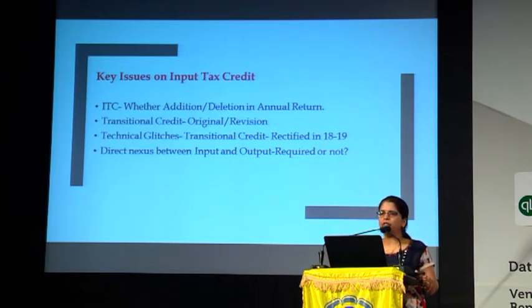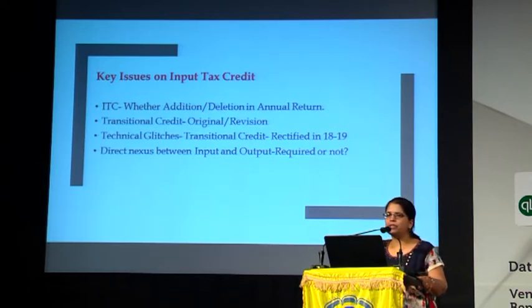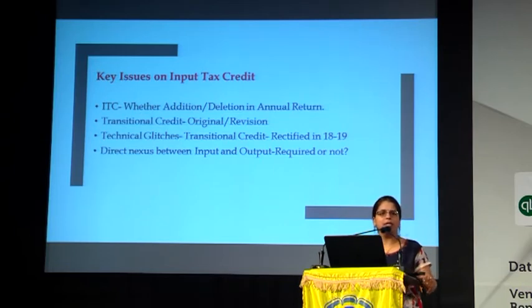For example, you are distributing the goods as samples. What does 17(5) say? Whenever you are distributing your inputs as samples, you are supposed to reverse your input tax credit. It is an ineligible input tax credit. So in that scenario, what are we supposed to do? We have to reverse the input tax credit. So that way we have to look into the nexus.